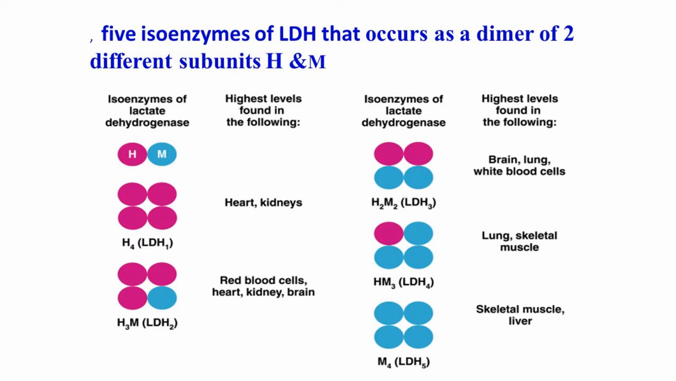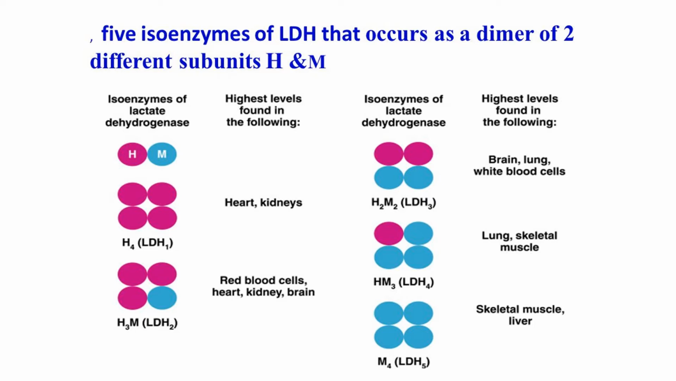Now, as far as lactate dehydrogenase is concerned, it is comprised of two different types of polypeptide chain. One is called H, which stands for heart, and another type of polypeptide chain is M, which stands for muscle. So it is comprised of a dimer of two different subunits, H and M. Dimer means made up of two units. So two different polypeptide chains, H for heart, M for muscles. Now these two different subunits exist in 5 different combinations.